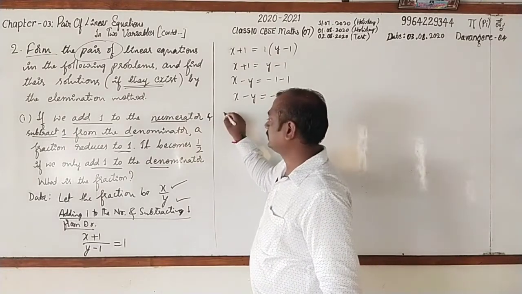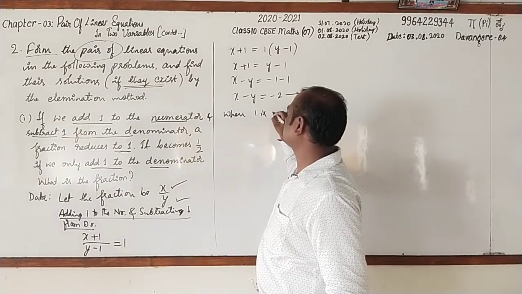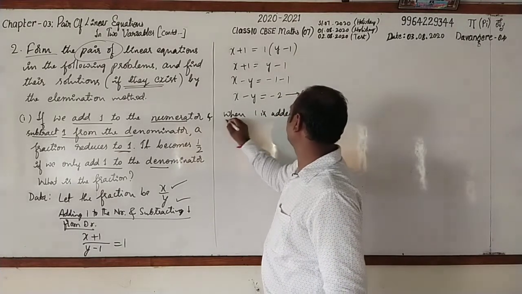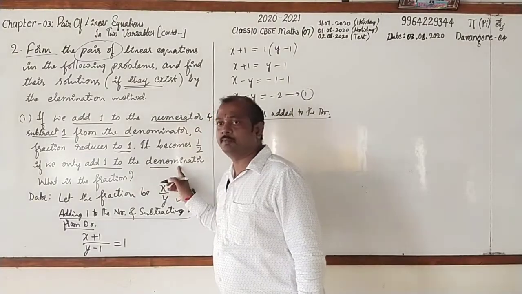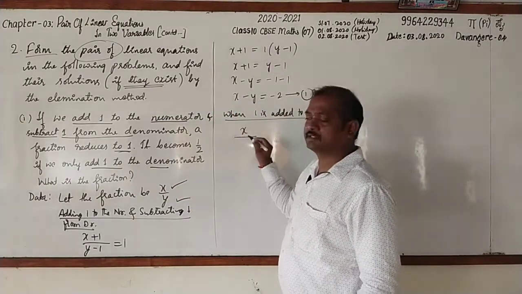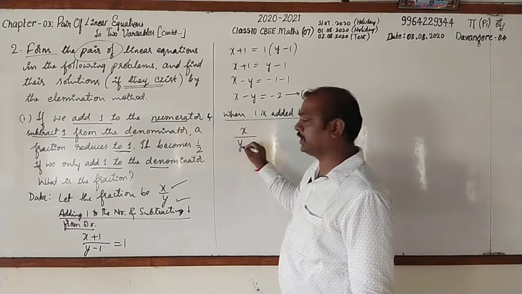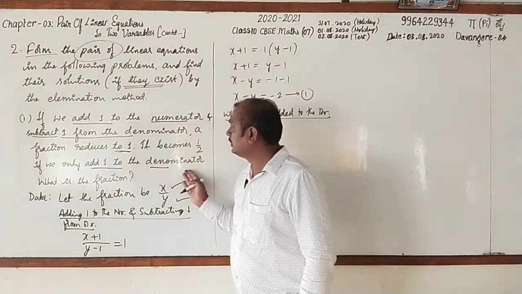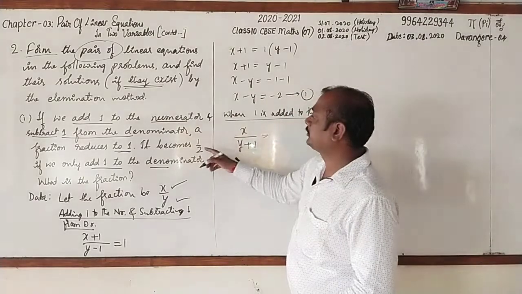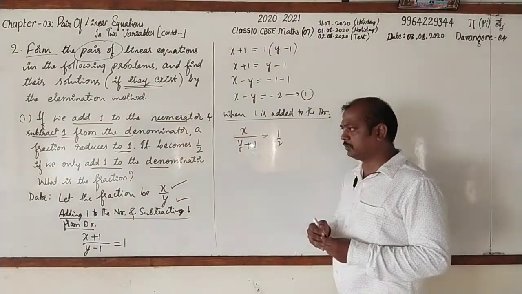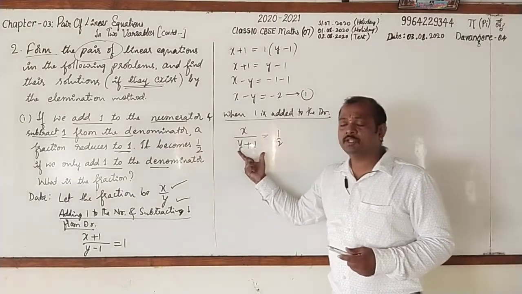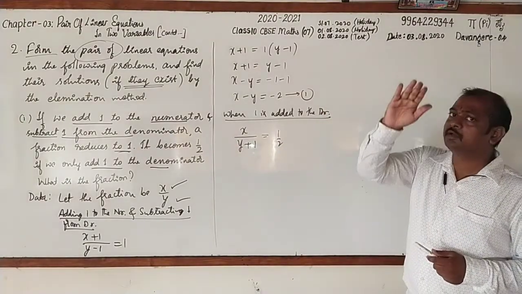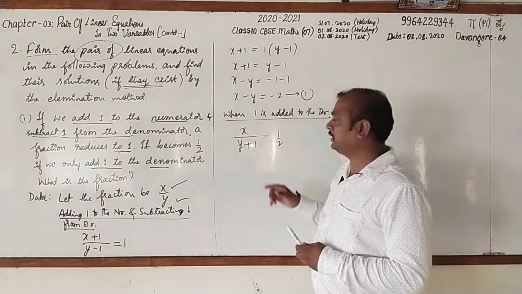Here I write, when 1 is added to the denominator only. What is the numerator? x as it is. Denominator y, to which we have to add 1. Then the fraction becomes 1 by 2. Obviously, when the denominator increases, the value of the fraction decreases. Hence it will be 1 by 2.